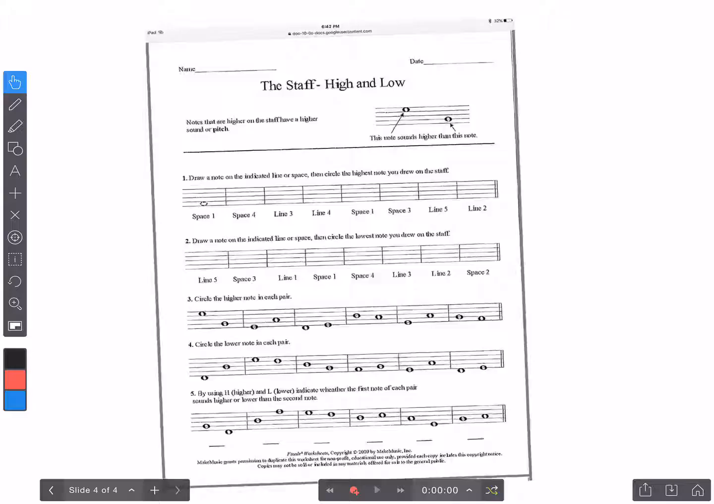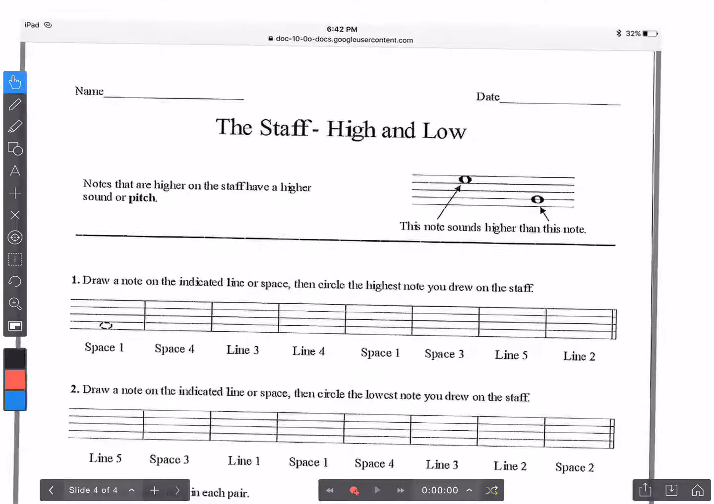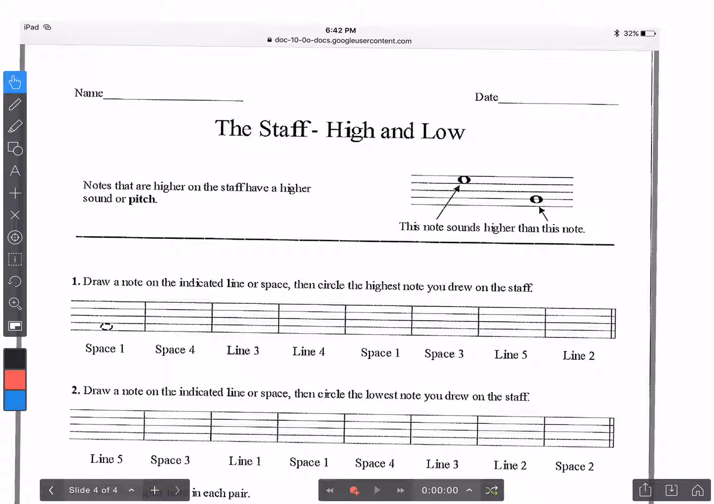The second side, just talking about high and low, like we saw on the animation of the piano earlier. So this is easy. All you need to know is that a note higher in the staff is a higher note. It's going to sound higher in pitch, okay, or higher in sound. So if this note was right here, this one would be higher. That's the difference in pitch.